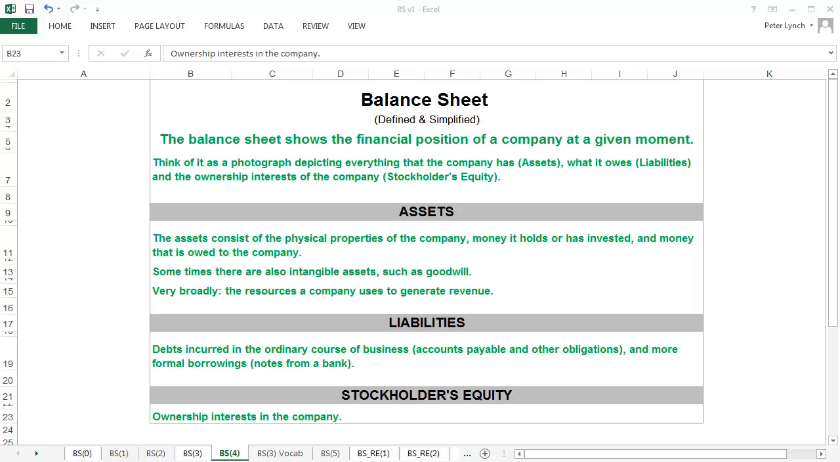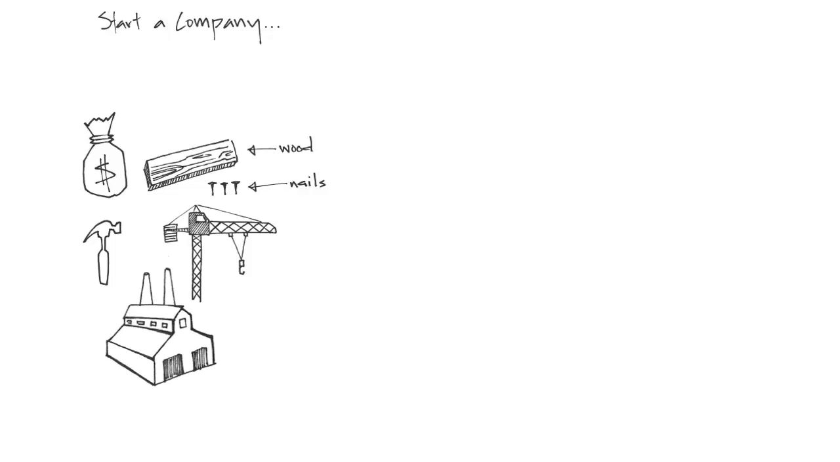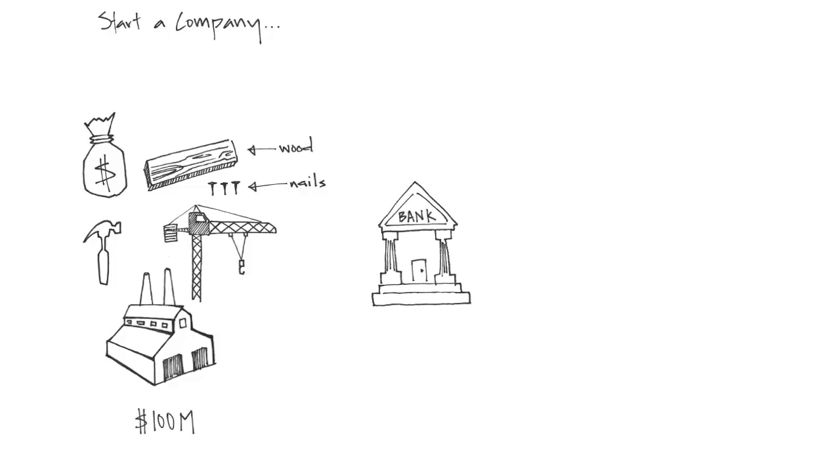In my opinion, the best way to visualize what a balance sheet really is, is to think about starting a company. Let's say you want to start a company that makes boats, because they're cool and most people like them. To start your company, you realize that you need cash to employ people, raw materials to make boats, such as wood or nails, the equipment required to make boats, which I'm sure includes hammers or cranes, and a boat-making factory. And when you sum the cost of all these items together, you realize that your startup will require about $100 million. So to finance your operation, you go to a bank.